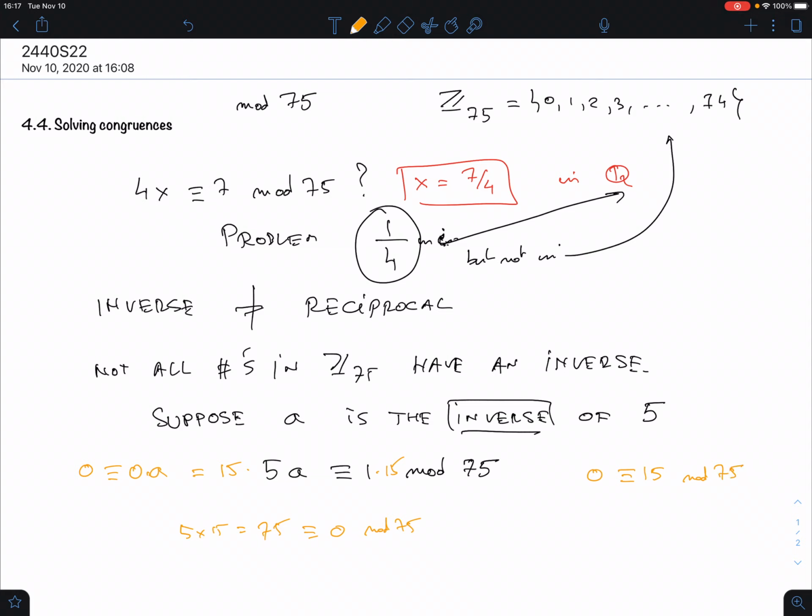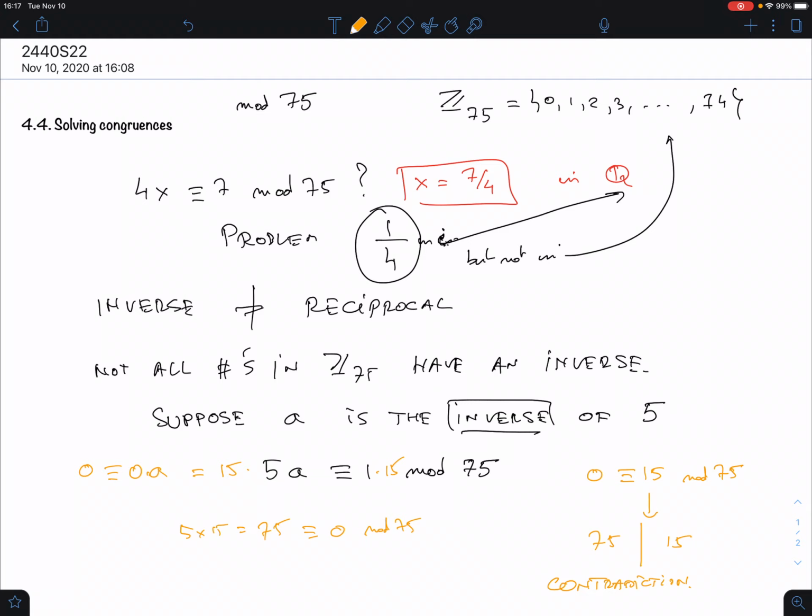What does this mean? This means that 75 divides 15. Yeah, that's not the case. 75 doesn't divide 15. That is a contradiction. So this shows that it is impossible for 5 to have an inverse. That's bad news, because if instead of 4x we would have 5x, it might be something that we cannot solve.